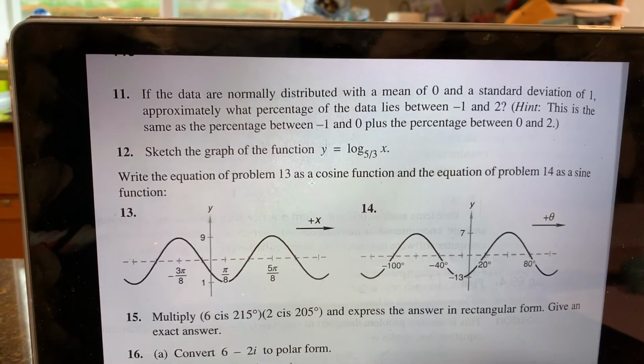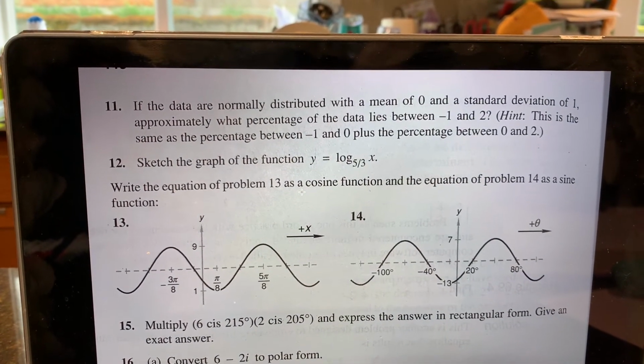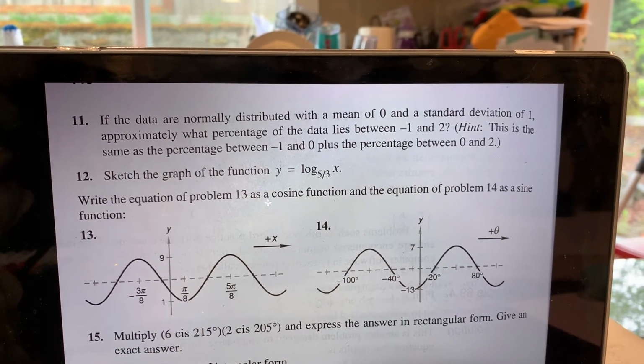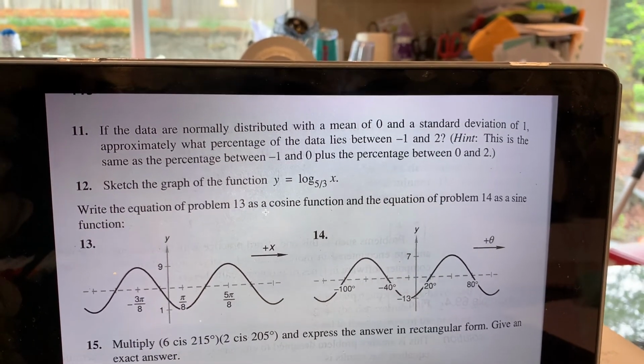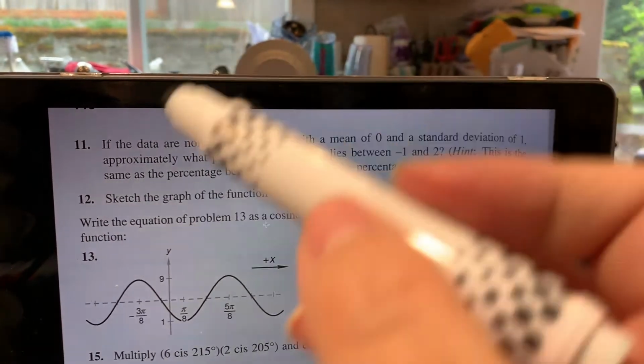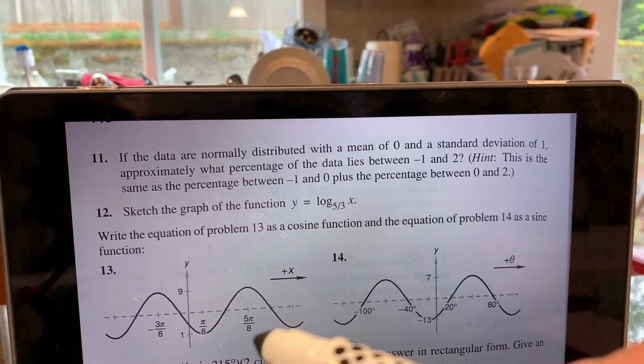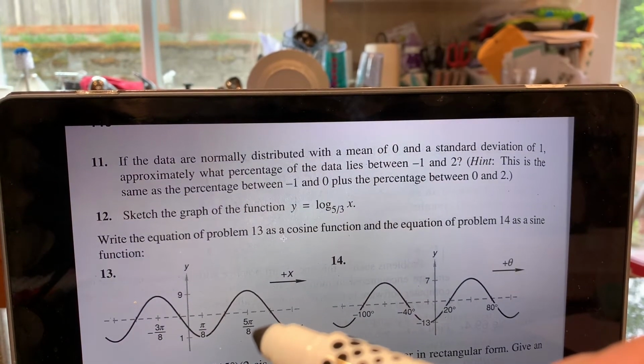Now, I'm going to calculate the period length. So C would be 2 pi divided by the length of the period. So the length of the period I'm going to calculate from the peak at negative 3 pi over 8 to the next peak, which would be 5 pi over 8.